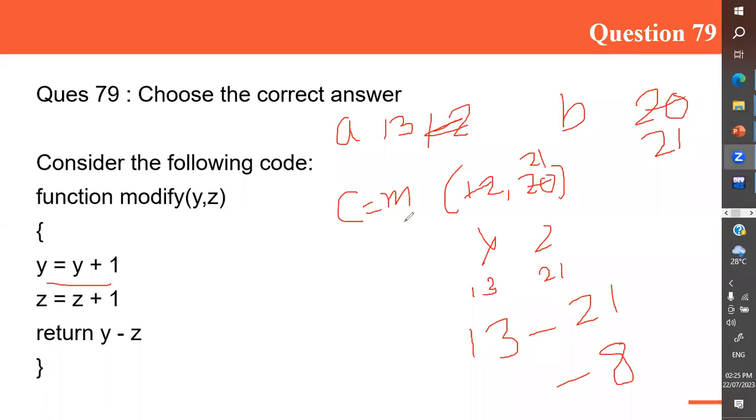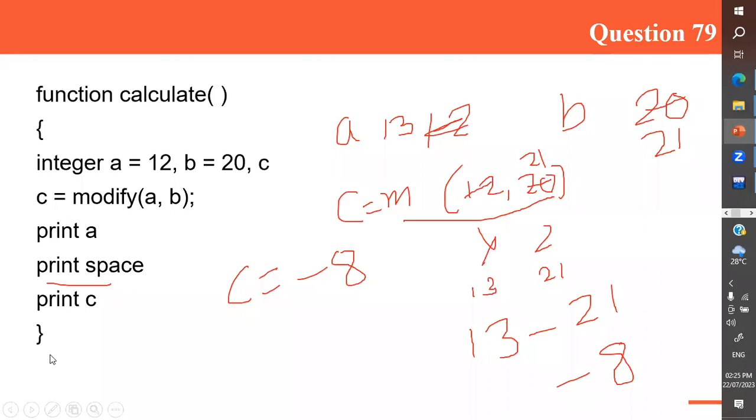13 minus 21, we are returning minus 8. So C, we return modify of 12, 20, returned minus 8. So C value is what? Minus 8. Then we are coming back to the function. In the function, what we are printing? First, we are printing A value. What is A value now? 13. I hope you saw that. And what is C value? Minus 8. Okay. Got it? Thank you, dear. I was thinking of 21 minus 13.